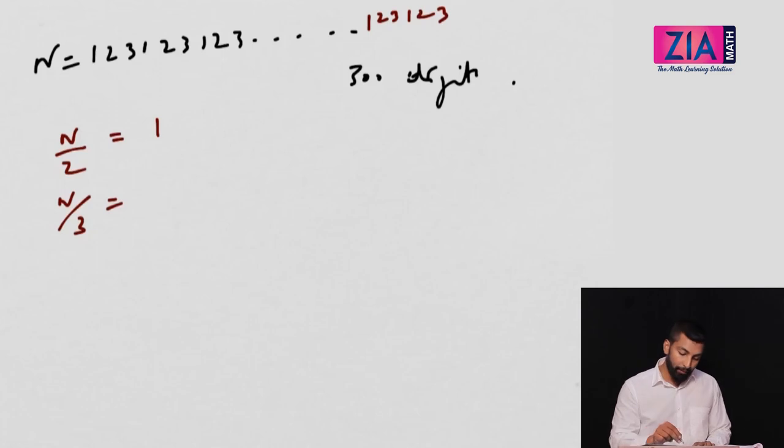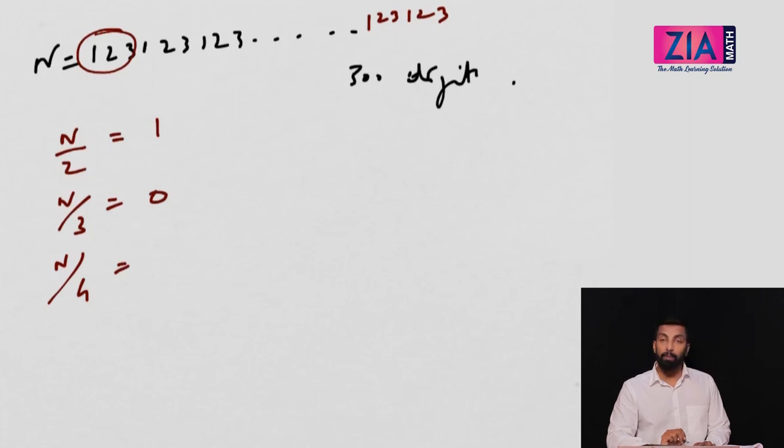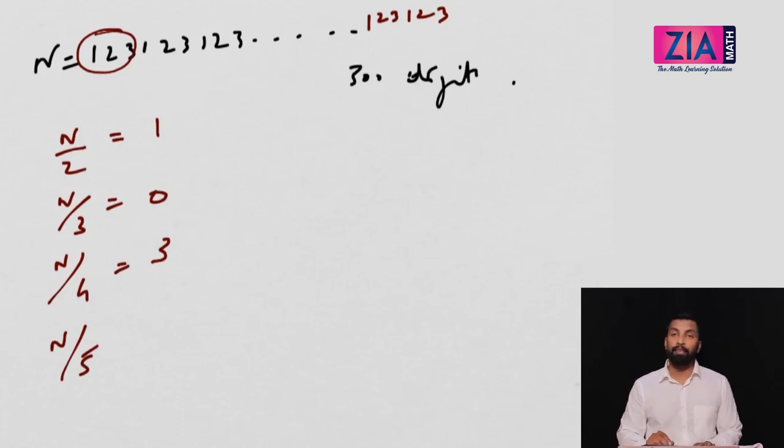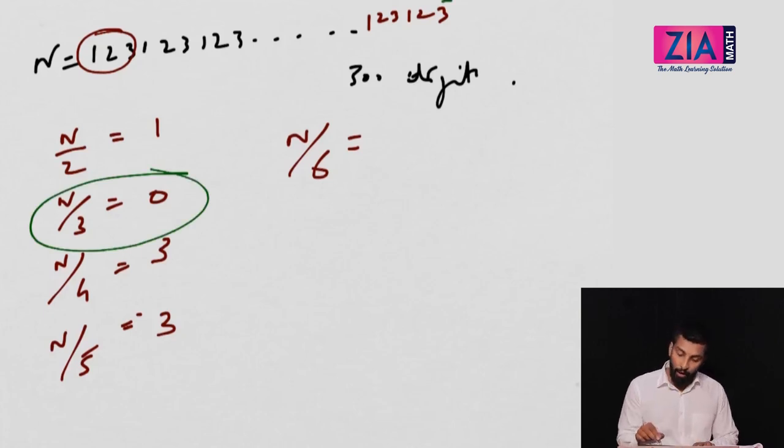The sum of digits, if you see the first group, you get 6. How many such groups are there? 100 groups. So 600, that is divisible by 3. So this is 0. Now N by 4, divisibility rule of 4, last 2 digits. So 23 means remainder 3. N by 5, divisibility of 5 means last digit, it has to be 0 or 5. So the remainder here is 3. N by 6, you understood the number is a multiple of 3 but ending in an odd number. So the remainder will be 3.